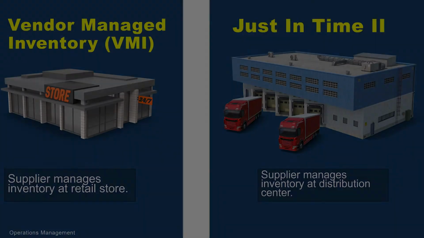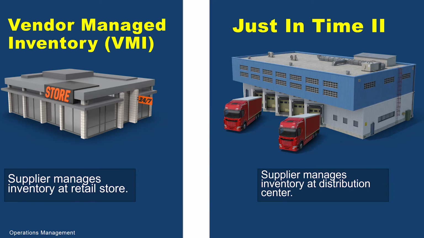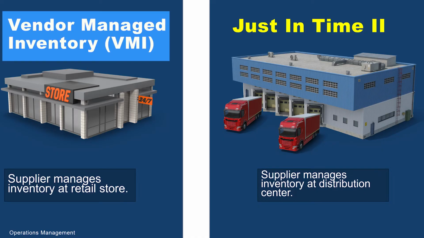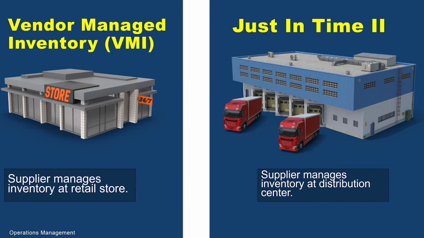So on one side of the spectrum, you have distribution, then on the other side, you have retail. When it comes to retail, and the vendor or supplier is managing the inventory, it is considered vendor managed inventory. On the distribution side, where you have an employee dedicated to the customer, let's say again, a Coca-Cola employee working in a Walmart facility, that is considered just-in-time two.